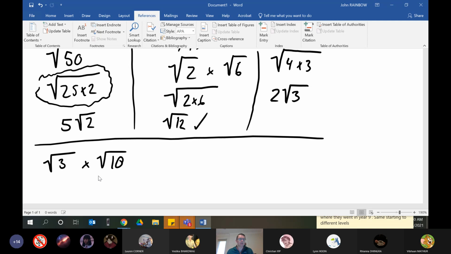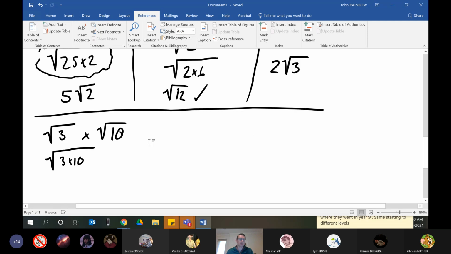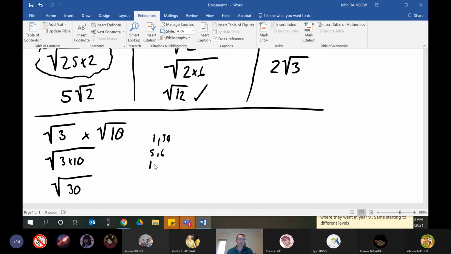If you think about this, we can multiply these two together because they are multiplied. It's really 3 times 10, which is going to be the square root of 30. Now I'm thinking of what are all my factors of 30? I know there's no square numbers, so I'm going through my head: 1 and 30, which is just silly. I know I've got 5 and 6, but none of these are squared numbers, so I can't square root them. I've also got 10 and 3.